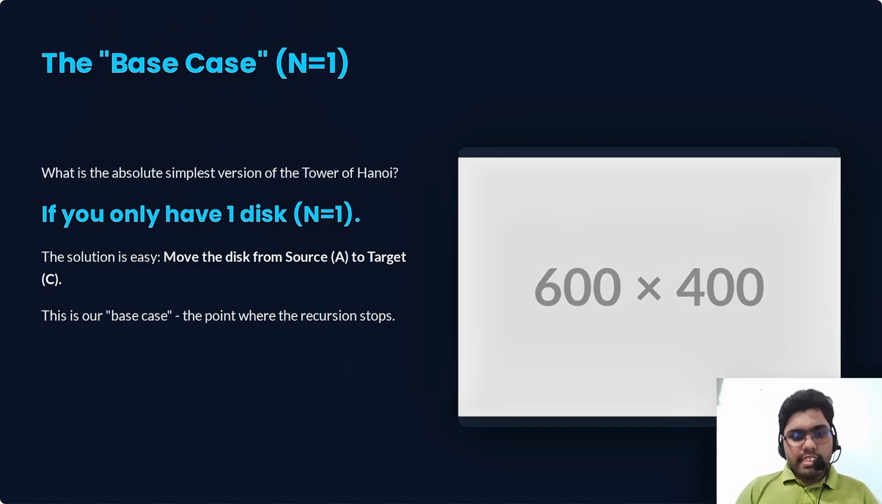The base case. So, what's the solid doll for the Tower of Hanoi? What's the absolute simplest version of the problem? It's when you only have one disk. If n equals 1, the solution is trivial. You just pick up that single disk and move it directly from the source peg to the target peg. Done. This is our base case. The recursion stops here.